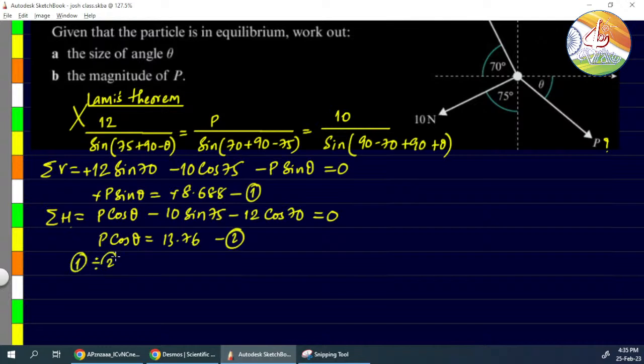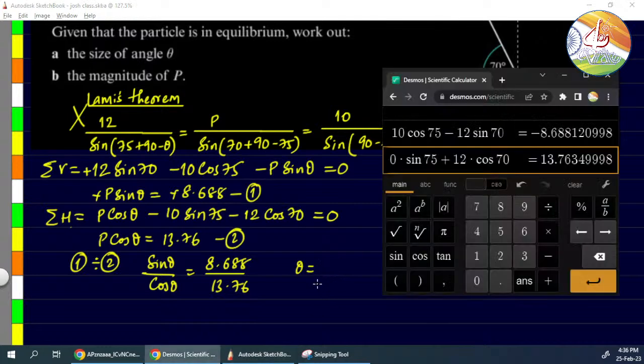Equation 1 divided by equation 2, if we do, P and P will cancel. Sine by cos, we will get on the left side, and on the right side we will get 8.688 divided by 13.76, right? Yes. So this is tan theta. So theta will be equal to tan inverse of this value.